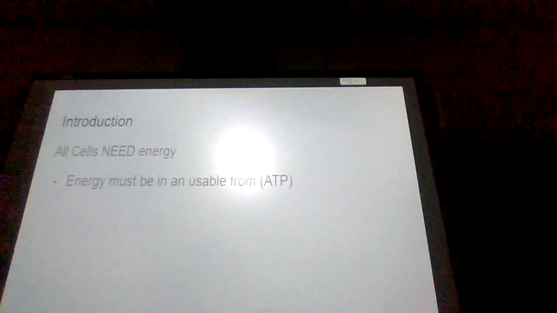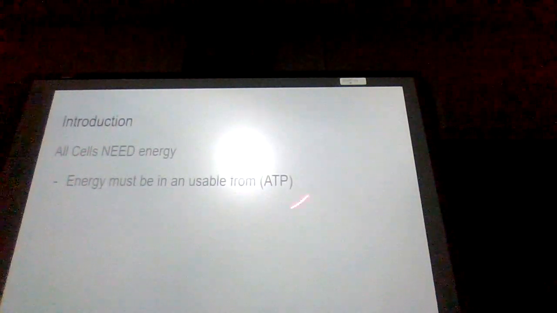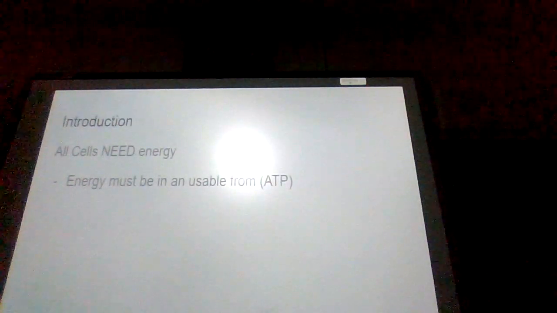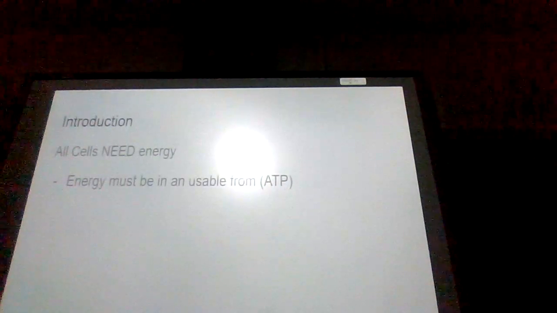Okay, so just to start, again, understand all cells need energy. You may say, well, plants, they make sugar. Well, sugar's not usable, so all cells have to have energy. If you don't have energy, you're going to die. And again, it must be in that usable form. It must be in the form of ATP. If it's not an ATP, your cells can't use it.